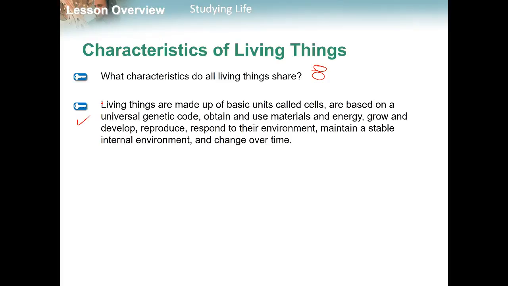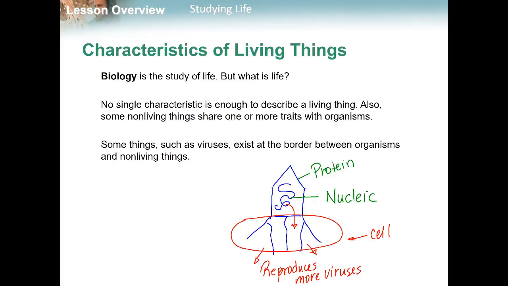They obtain and use materials and energy. They grow and develop. They reproduce, respond to their environment, maintain a stable internal environment, and change over time. So these are the characteristics of living things, and we're going to talk about each one of them more specifically. So let's start with biology.